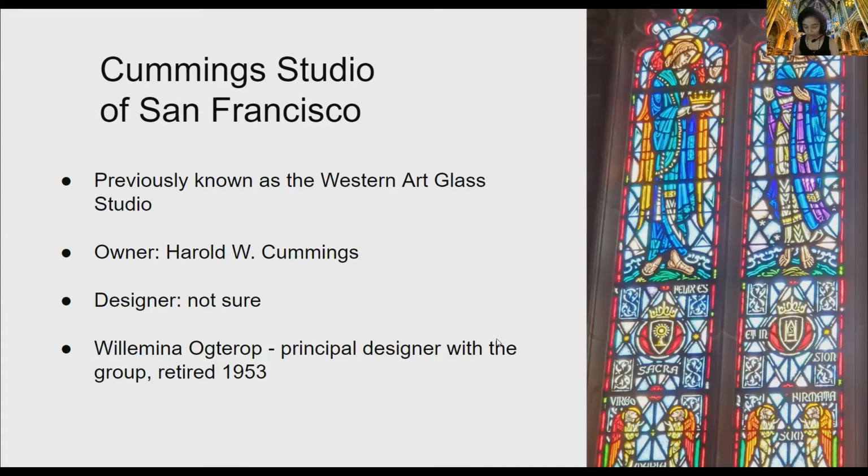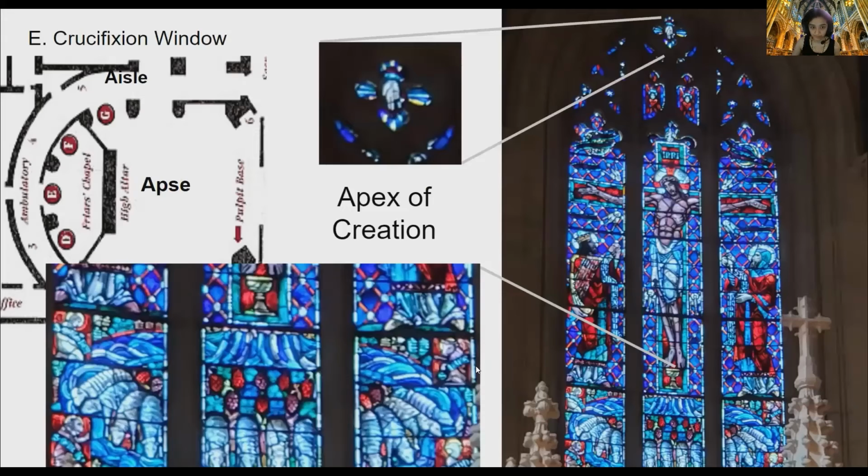All right, so the major one that we're going to talk about is one of the most important scenes depicted in stained glass, and that is the crucifixion. This is our crucifixion window right here. It is found in the apse. Remember the term apse. It is this E right here at the very top. If you look behind me, it is this window right over here.